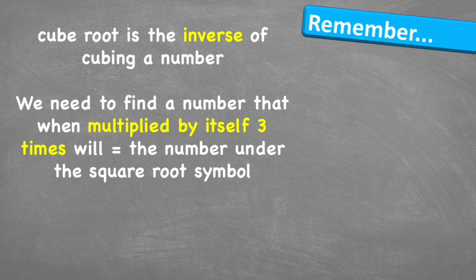There you go, that's a bit of an introduction to what a cube root is and how to find a cube root. Let's remember that a cube root is the inverse of cubing a number. And what we're trying to do is find a number that, when multiplied by itself 3 times, will equal the number underneath the cube root symbol.